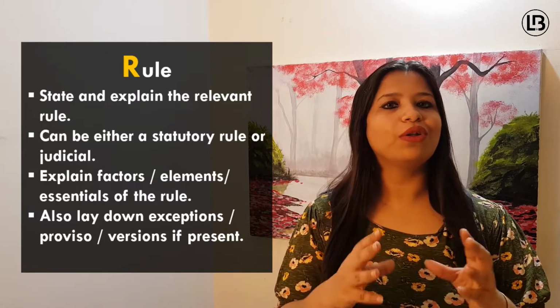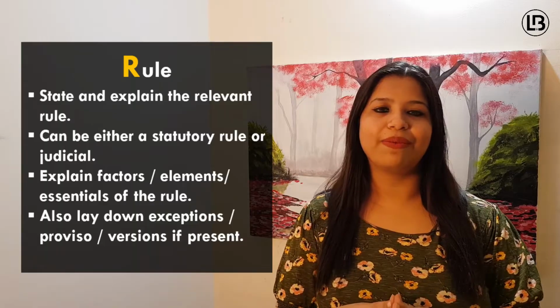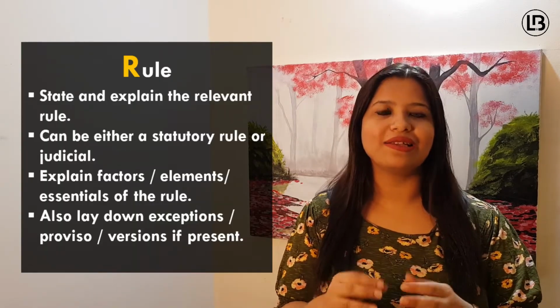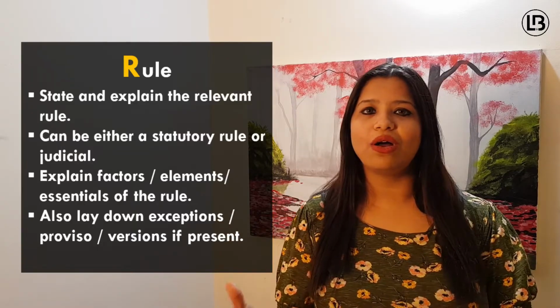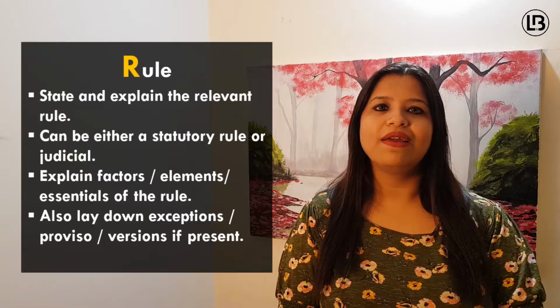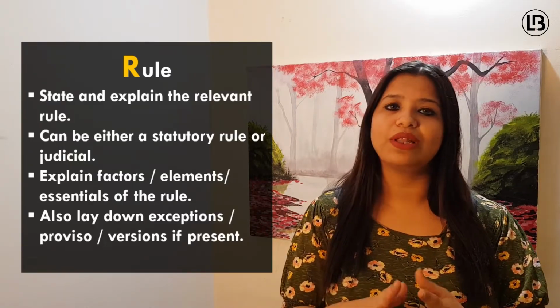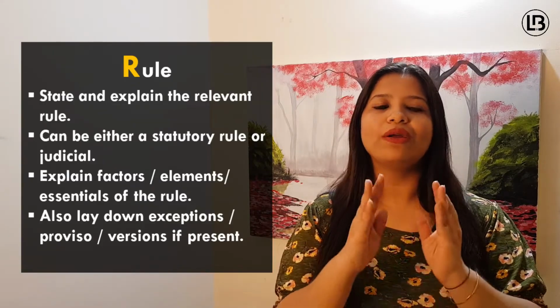So when we're talking about the rule part in the IRAC analysis, if you were talking about the trespass example, if there is a law in the penal code that categorizes trespass as a punishable offense, or there is a principle in law, a customary principle that says that if you enter into somebody's property without their permission, without their consent, it amounts to trespass, then that will be your relevant rule.